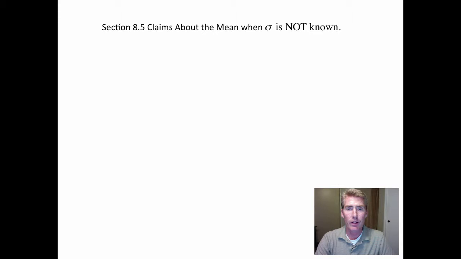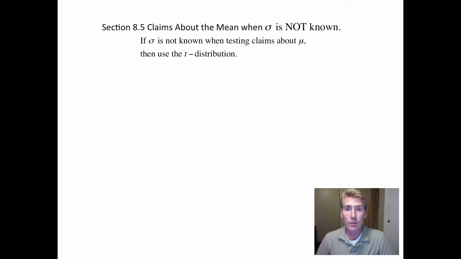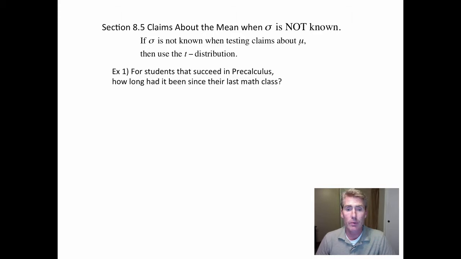So, section 8.5, testing claims about the mean when sigma is not known. This is actually the more common case, that you would not know the standard deviation for the whole population. Usually we just know the sample standard deviation S, and in that case we use the t-distribution or table A3 for the critical values.